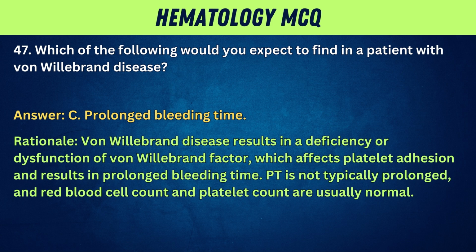Rationale: von Willebrand disease results in a deficiency or dysfunction of von Willebrand factor, which affects platelet adhesion and results in prolonged bleeding time. PT is not typically prolonged, and red blood cell count and platelet count are usually normal.